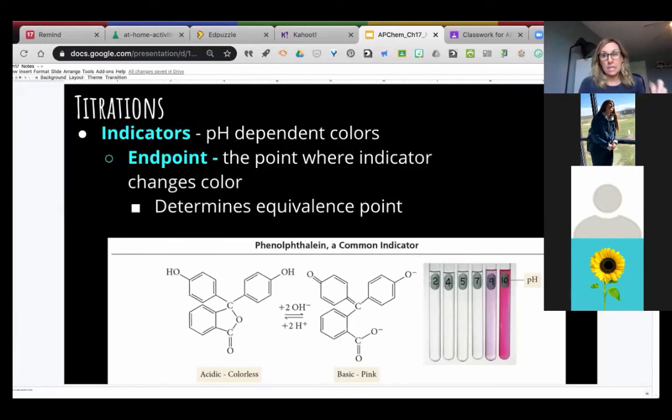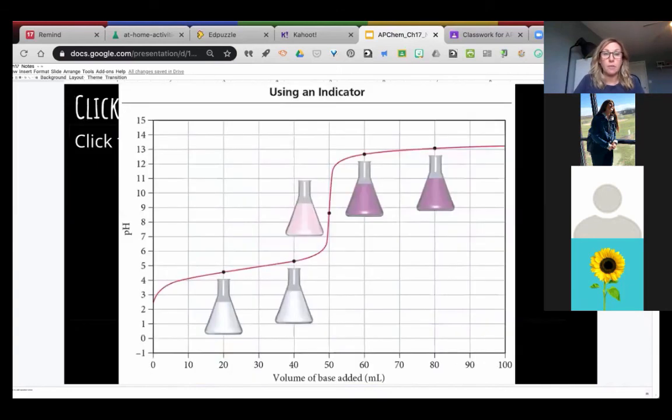So you're going to choose an indicator based on where that endpoint, or predicted equivalence point, is. Phenolphthalein is the one that they classically use for strong acid and strong base titrations. You can see that it changes somewhere in between 7 and 9. So it'll change just a little bit past 7, which is why we use it for strong and strong. But when you get to that really dark color, that's too far. That's why we stop it when it's just barely a light pink color.